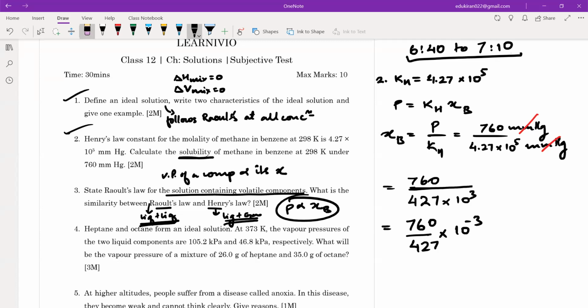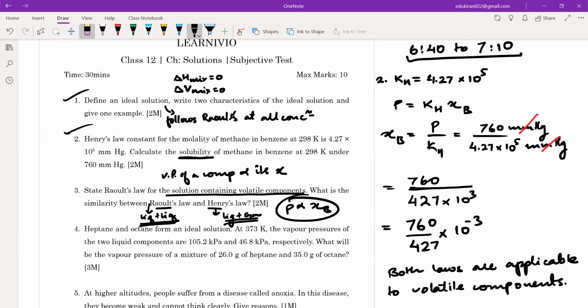Got my point? Yes or no, Nida? Yes. I think others also have not written this point, no? So can you tell the first similarity again? Yes, sir. Both laws are applicable to volatile components. Both are applicable to volatile components, है ना? Non volatile के लिए नहीं applicable है दोनों. Raoult's law and Henry's law both are not applicable to non volatile components. दोनों both are applicable to volatile components only.